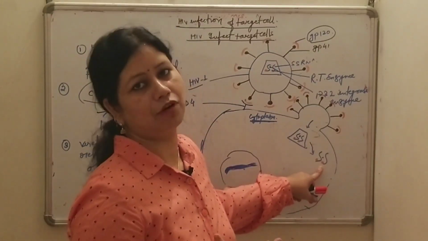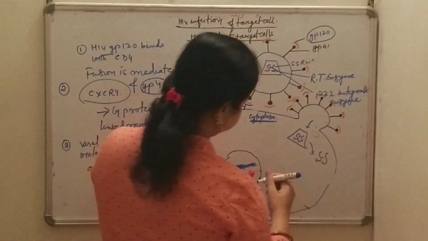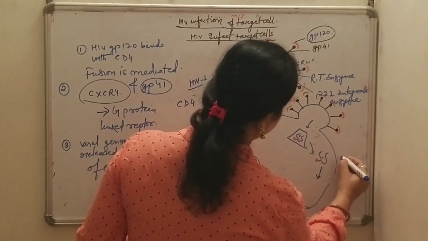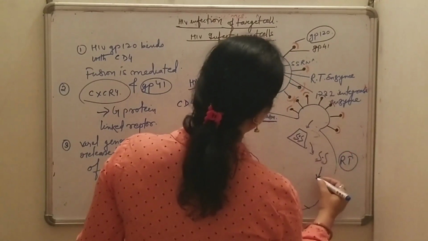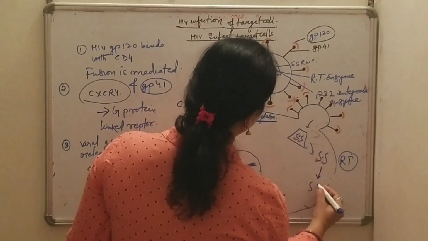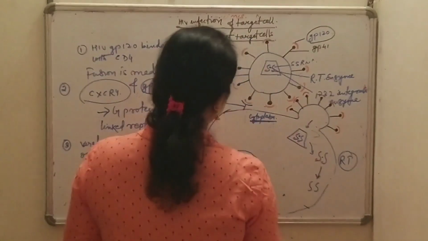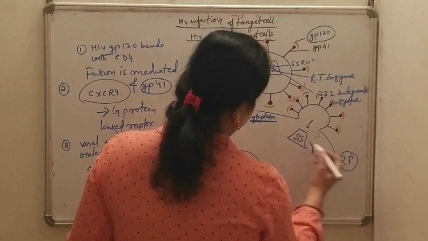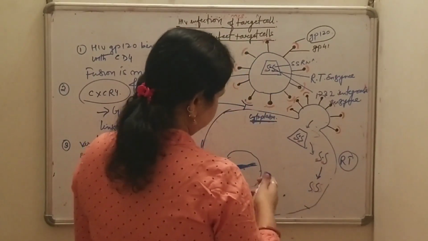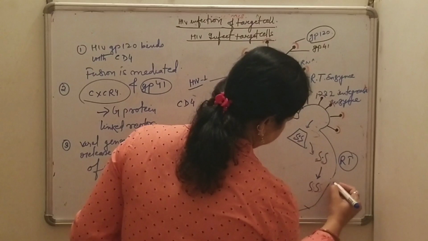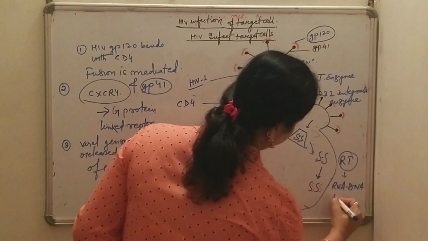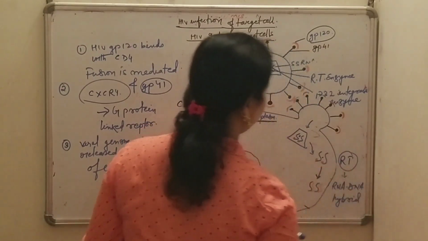It catalyzes the formation of DNA. Viral RT enzyme catalyzes the reverse transcription of this single stranded RNA and forms the DNA molecule. And so an RNA-DNA hybrid gets formed.